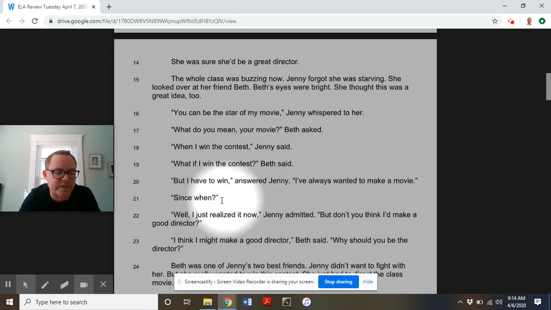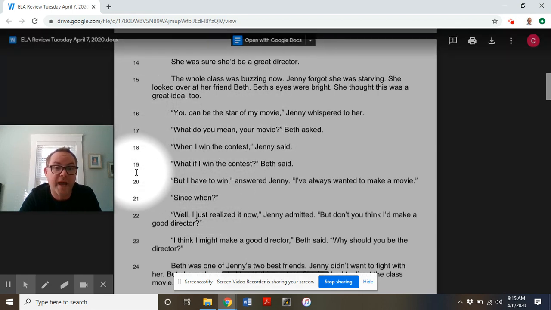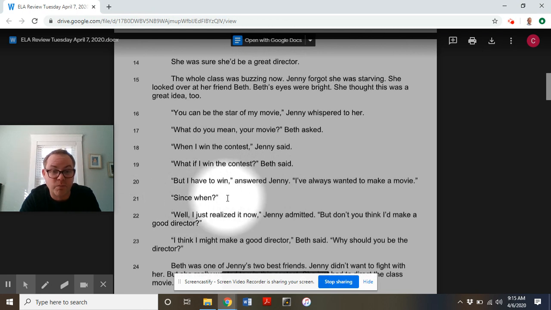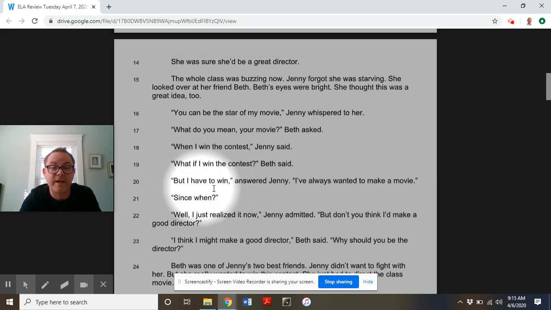Aha, but there is a way that we can figure it out. And that is because each of these pieces of dialogue gets their own paragraph. So this little space here, this break between paragraphs 20 and 21, that space there tells us that it's no longer Jenny. If Jenny was still talking and if Jenny was asking since when, this would be back here in paragraph 20, and it wouldn't be in paragraph 21. So we know for sure that this is Beth speaking right there.